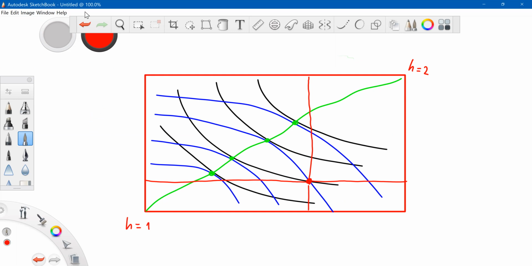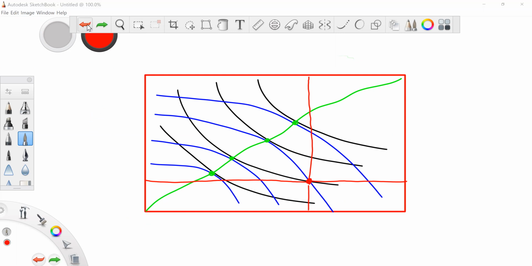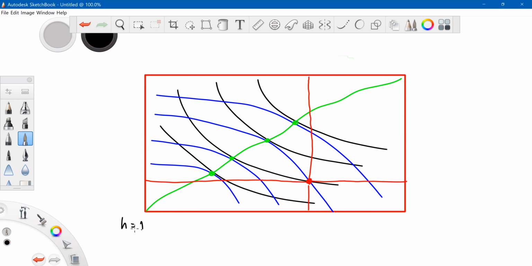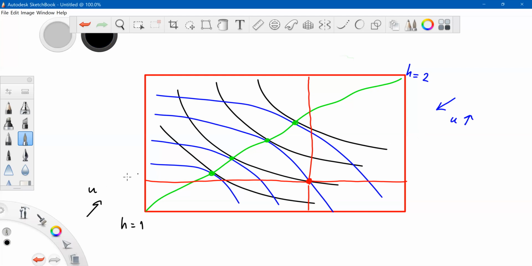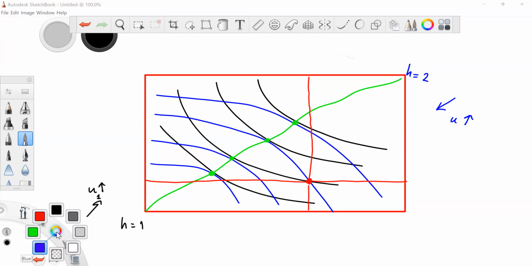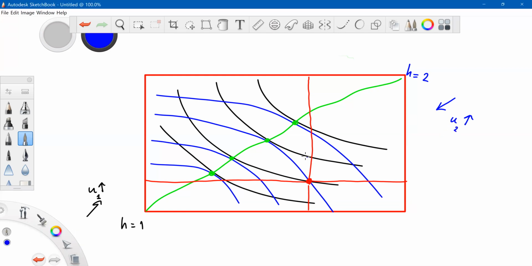Maybe I can use different colors. Okay, so the black one is the first consumer, the blue one is the second consumer. In this direction, the utility of the second consumer increases. In this direction, the utility of the first increases. So this is U1, this is U2, let's say. As you see, there are indifference curves.